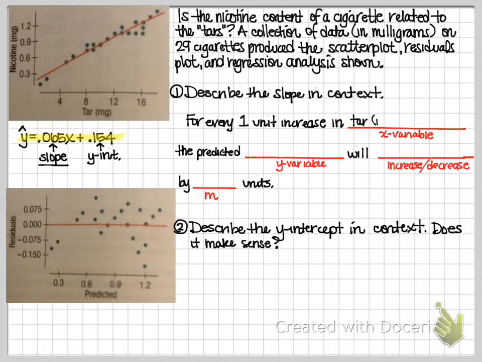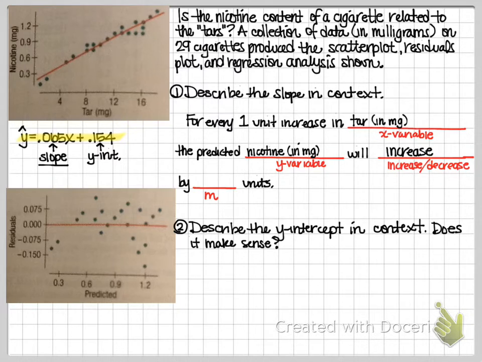I'm going to put the units here too, so in milligrams. I'm just pulling it off the x-axis. The predicted, so this is the little hat guy, y variable, I do the same thing, look at the y-axis. Looks like nicotine, also in milligrams. I'm going to put my units as I go. The increase or decrease comes from whether the sign on the slope is positive or negative. That 0.065 is positive, so we're going to say it will increase.